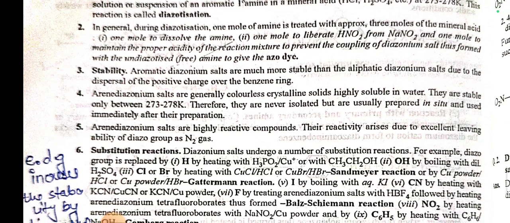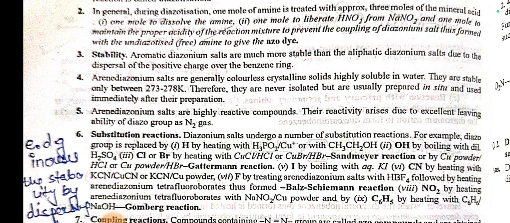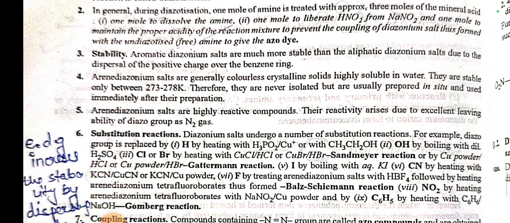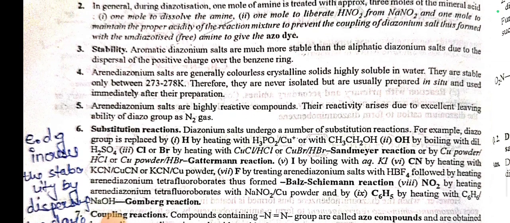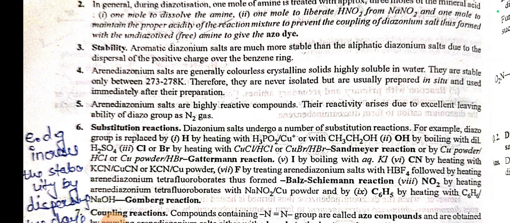Number 2, stability. Aromatic diazonium salts are much more stable than the aliphatic diazonium salts due to dispersal of positive charge over the benzene ring. Arene diazonium salts are generally colorless crystalline solids, highly soluble in water. They are stable only between 273 to 278 Kelvin. Therefore, they are never isolated but are usually prepared in situ and used immediately after their preparation.